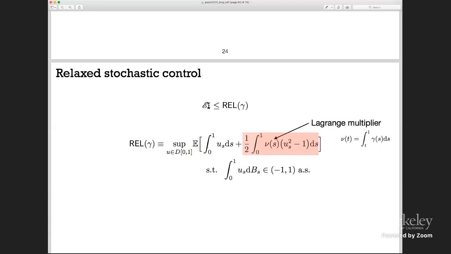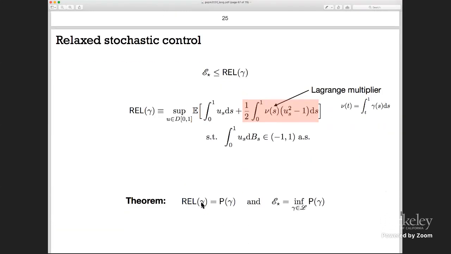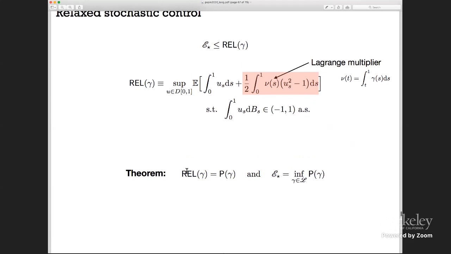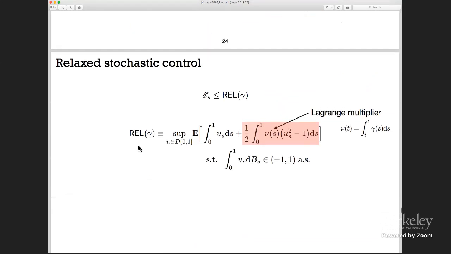And just a remark is that since this is a relaxation, I have that my E star is always no larger than the value of this relaxation for any choice of gamma. Now the theorem is that this relaxation is the Parisi functional. So this is one of the main theorems here. The Parisi functional that I showed you maybe 10 slides ago, that can be written in terms of a functional over a solution of a nonlinear PDE, can be equivalently written as this stochastic control problem.